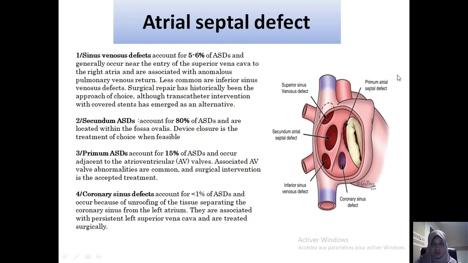And the more exceptional one is what we call coronary sinus defect, which accounts for less than 1% of ASDs and occurs because of unroofing of the tissue separating the coronary sinus from the left atrium. They are associated with a persistent left superior vena cava and are treated surgically. So, we will focus mainly here on the secundum atrial septal defect, which is the most prevalent one.